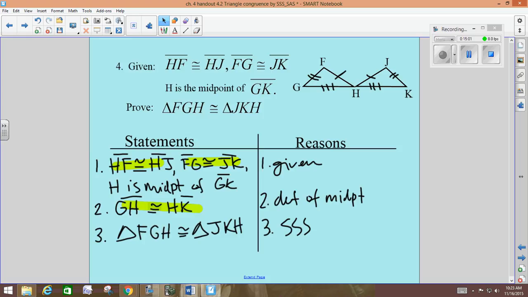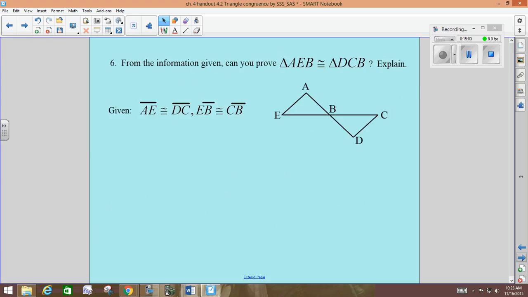We're going to skip number 5 and go to 6. From the given information, can you prove that triangle AEB is congruent to triangle DCB? And then it says to explain. So given, it's written there in handwriting for you. AE is congruent to DC, and EB is congruent to CB. Do we know anything else in our picture?